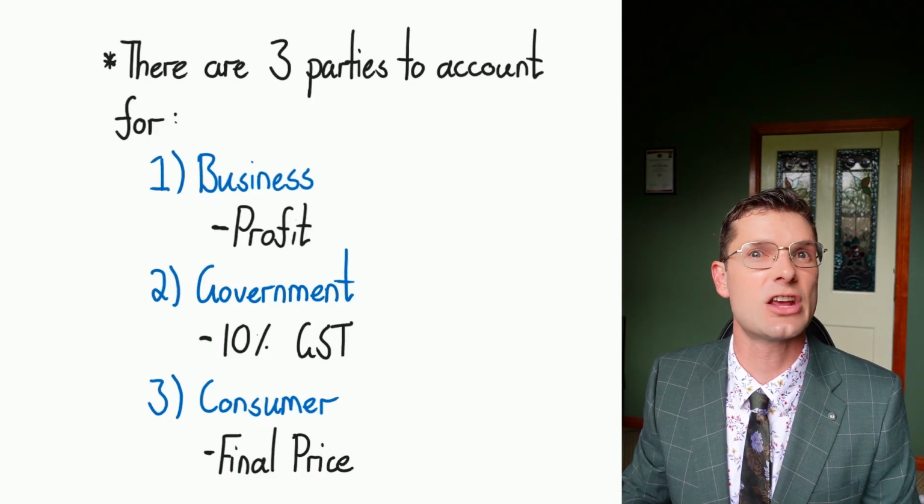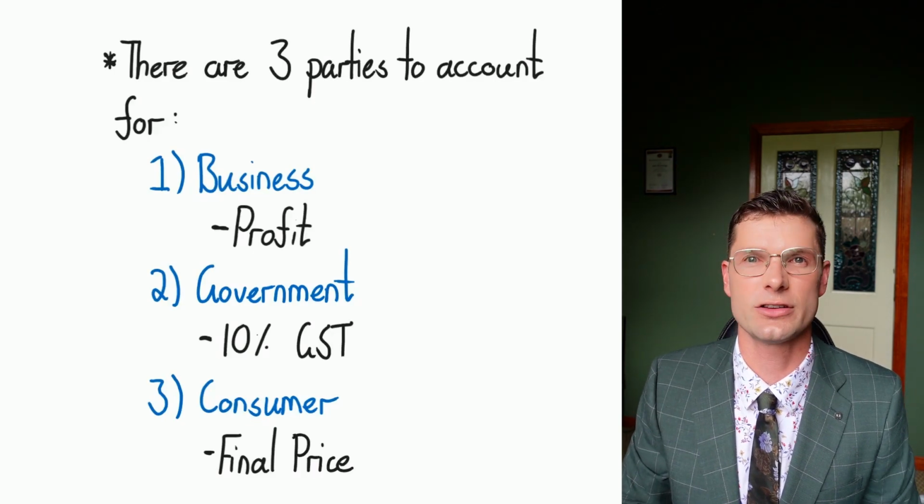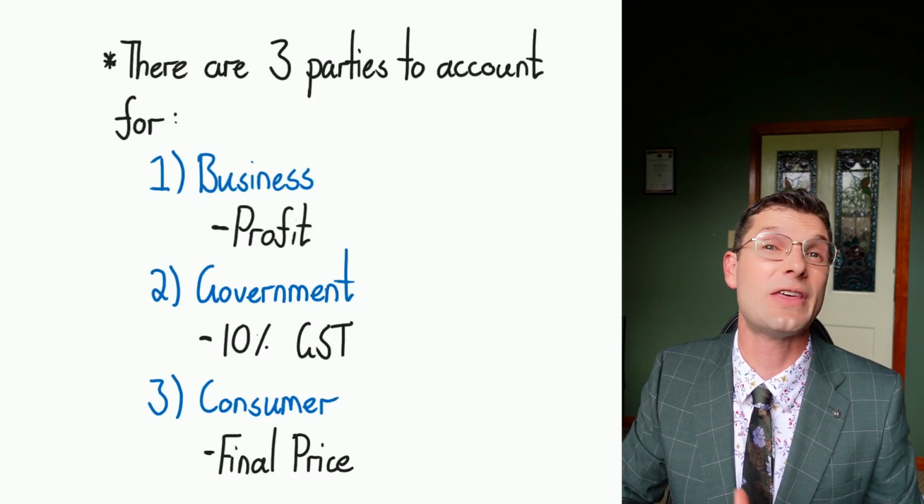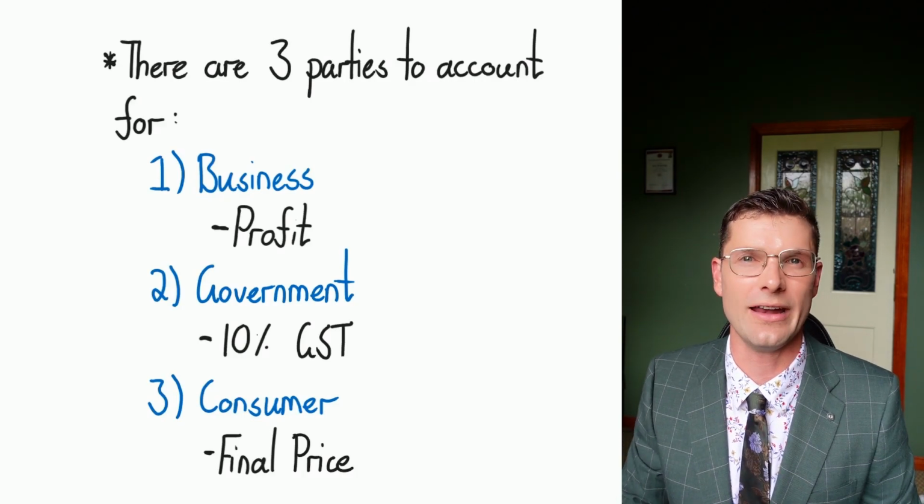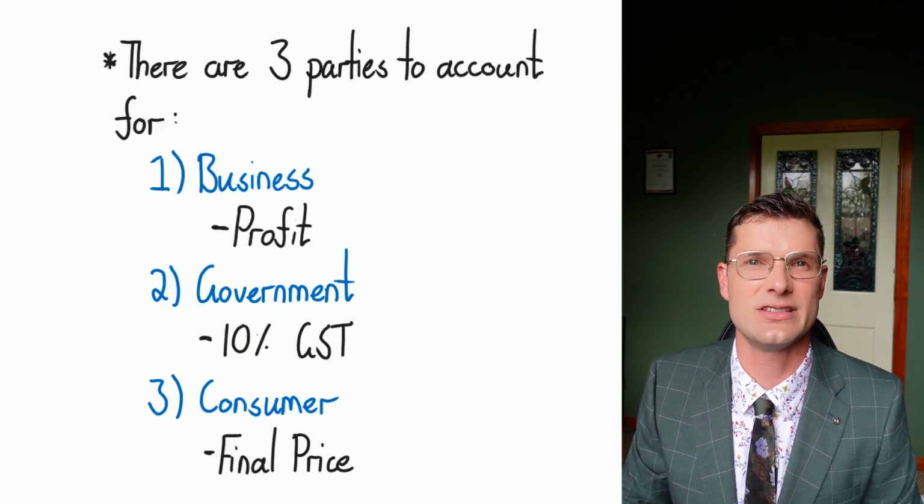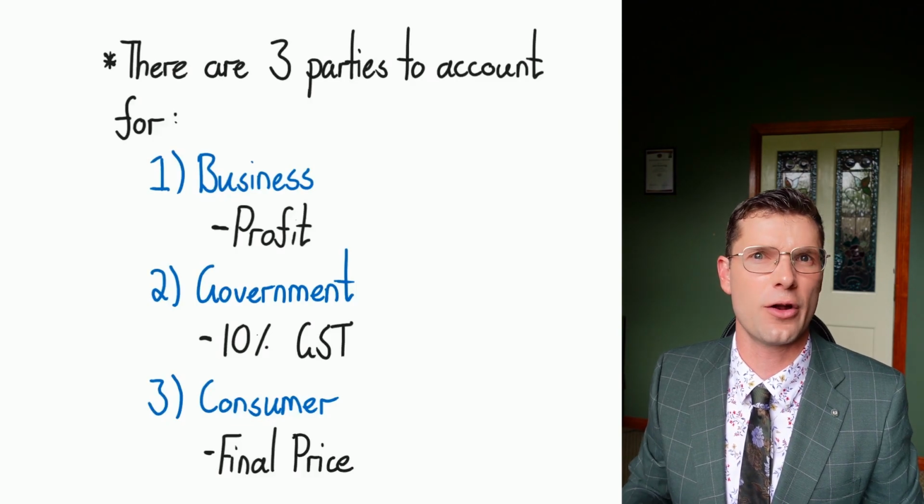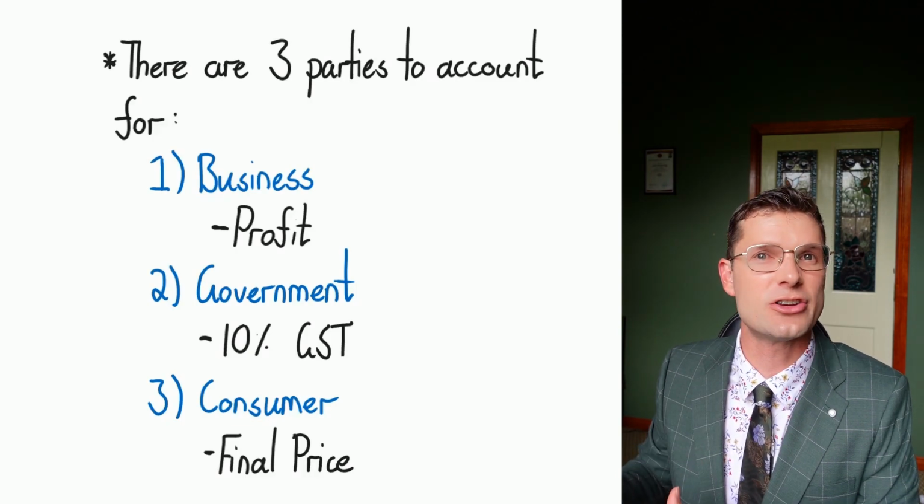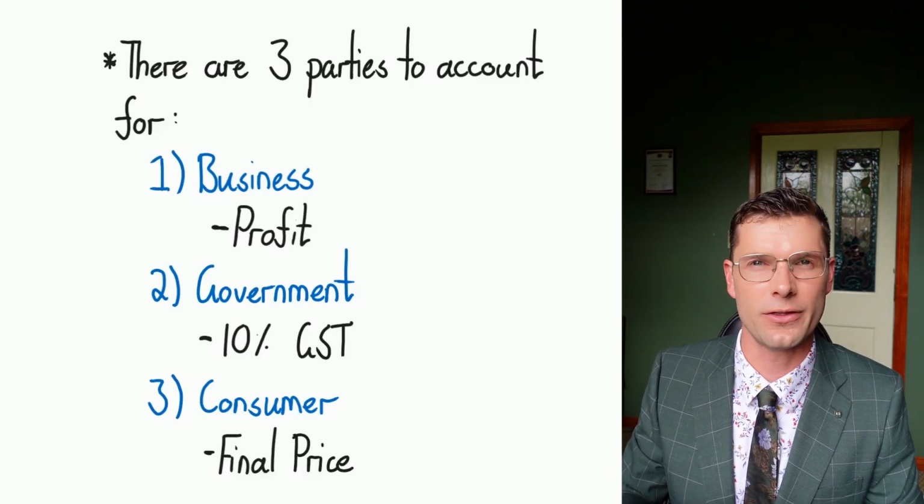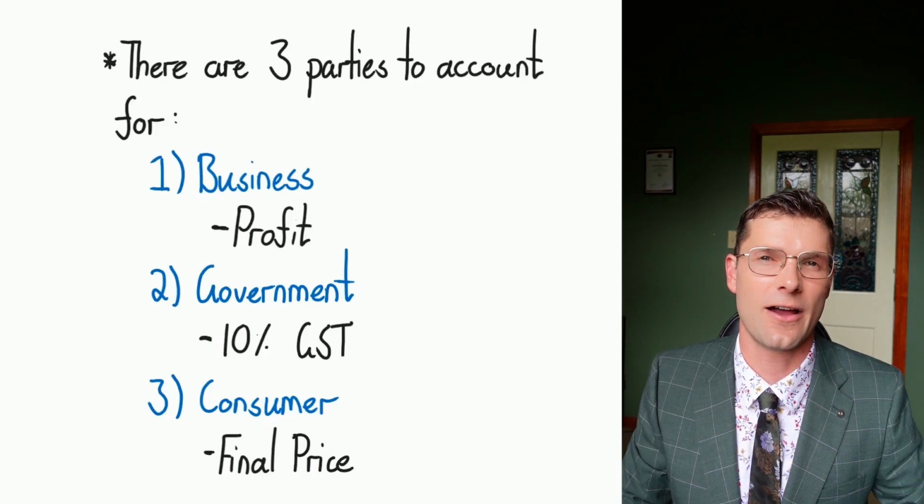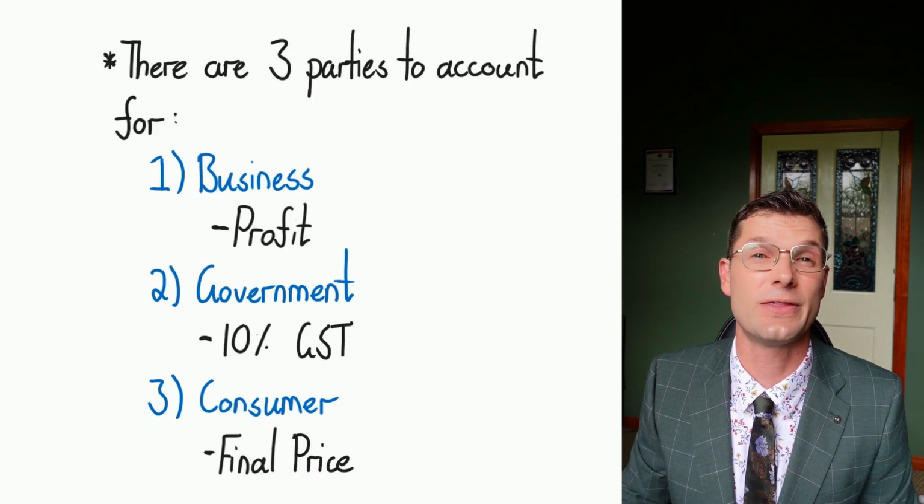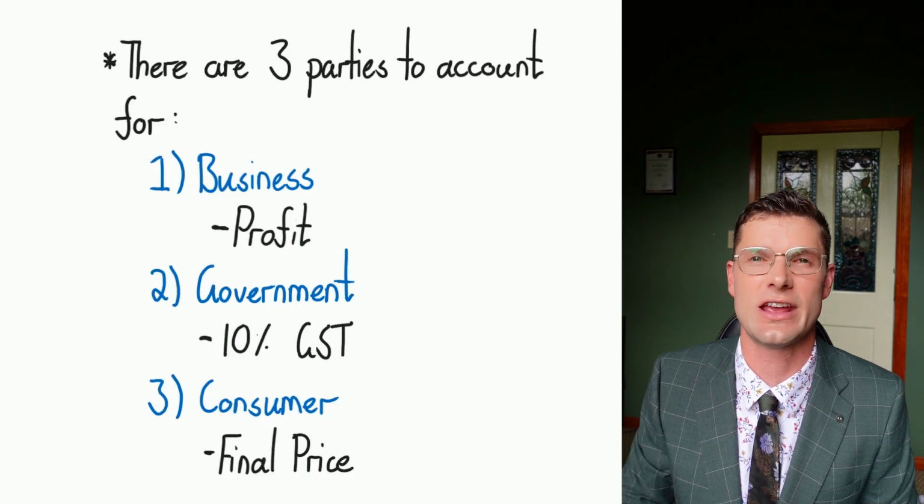We know that the business is going to want to make a profit. It might cost them a certain amount of money to make something, but then they want to make extra money on top of that. The government's going to take its 10% every single time. And then finally, you've got to pay absolutely everything. How much it costs to make something, then the profit the business wants, then the tax the government's going to put on, and you're left with the customer price, or the post-GST price.